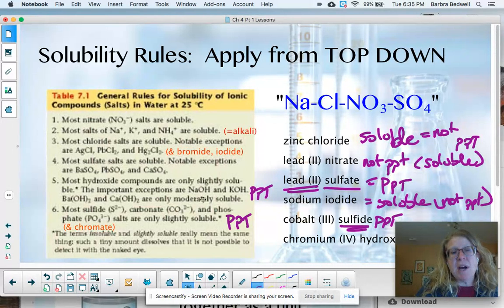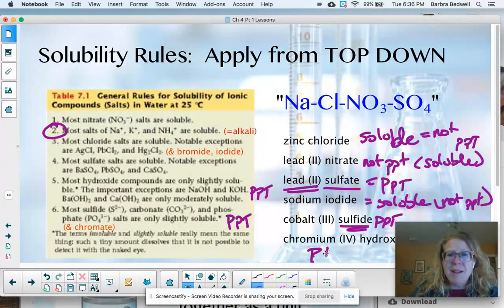Important exceptions are sodium hydroxide and potassium hydroxide. Sodium hydroxide and potassium hydroxide are soluble based on rule number 2. That's why those are really important exceptions for us. Barium hydroxide and calcium hydroxide are only moderately soluble. Okay, so chromium 4 hydroxide: most hydroxide compounds are only slightly soluble. That means this one is only slightly soluble. Therefore, that would be our precipitate.